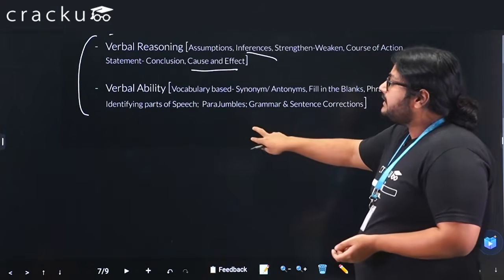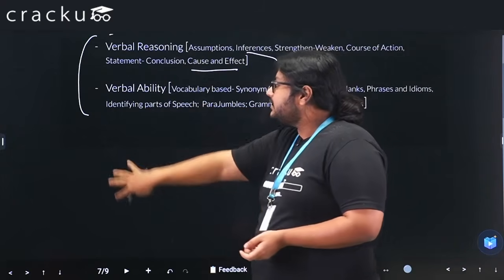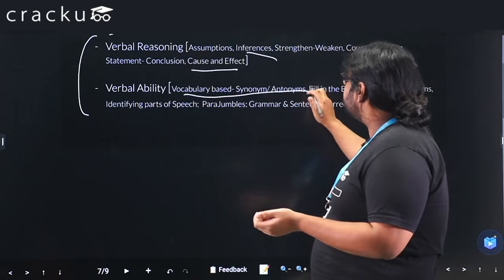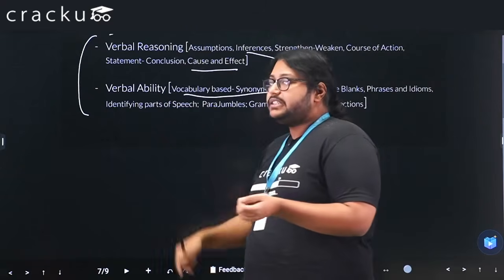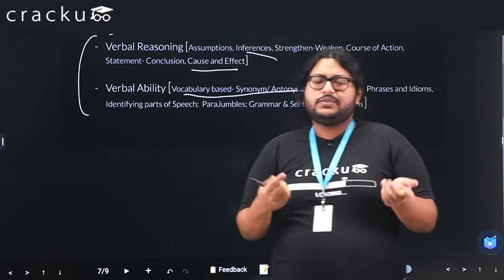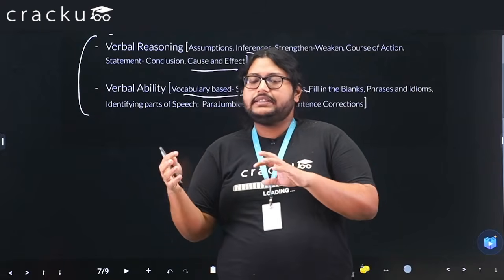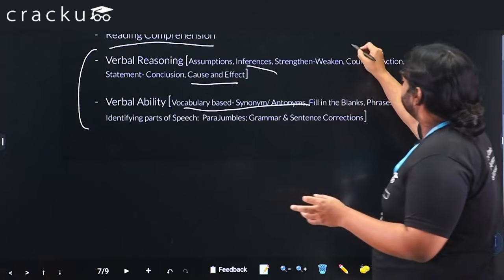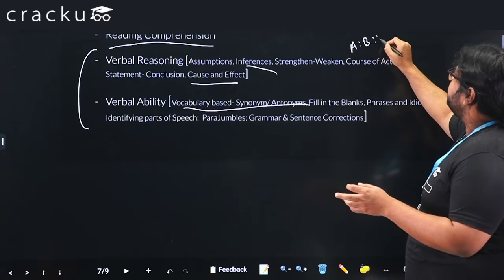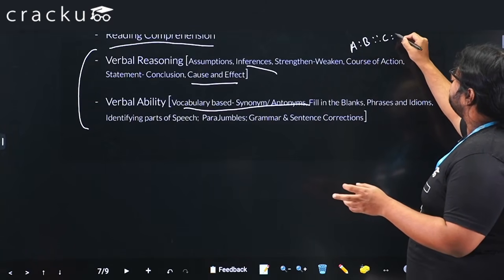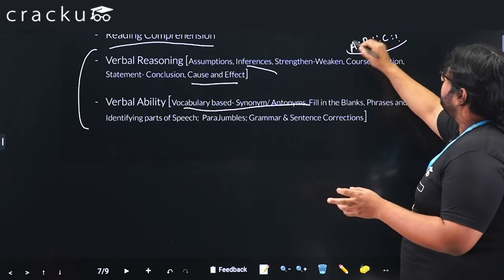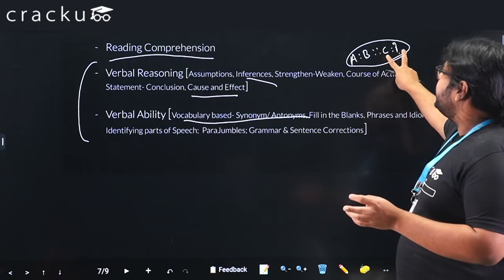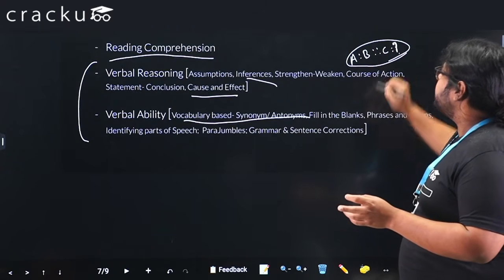The next part is verbal ability. Here we do need to learn some stuff. Here we can have vocabulary-based questions, synonyms, antonyms, fill in the blanks, phrases and idioms. Synonyms, antonyms: a word is given, and we get constructs like, if A is to B, then C is to what? In these kinds of things, we need to figure out the relation between A and B, and then we need to figure out the missing word as well.